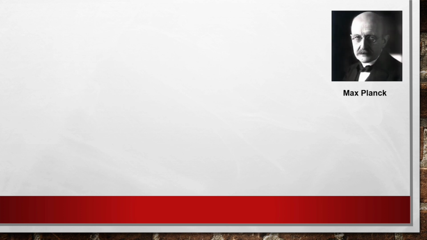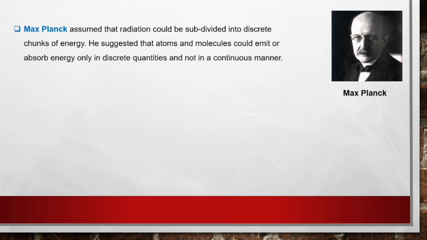So, next about Planck's quantum theory. Max Planck developed Planck's quantum theory. Max Planck assumed that radiation could be subdivided into discrete chunks of energy. We already studied electromagnetic radiation. What Max Planck told us is that radiation could be subdivided into discrete chunks of energy. He suggested that atoms and molecules could emit or absorb energy only in discrete quantities, not in a continuous manner.